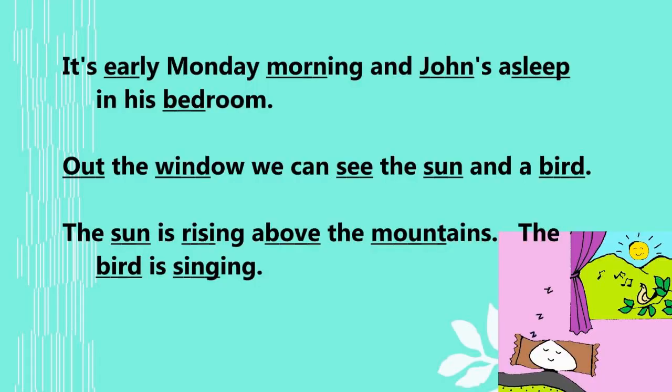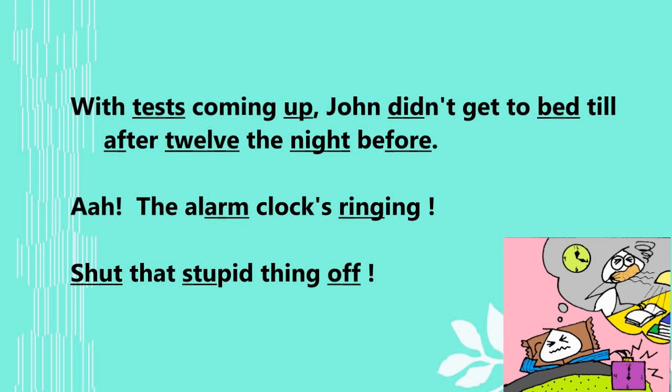The purpose of this exercise is to help you speak naturally, the same way you might read a story aloud. Now, listen to our story from pictures A through J of John's early morning routine. It's early Monday morning, and John's asleep in his bedroom. Out the window, we can see the sun and a bird. The sun is rising above the mountains. The bird is singing. With tests coming up, John didn't get to bed till after 12 the night before.